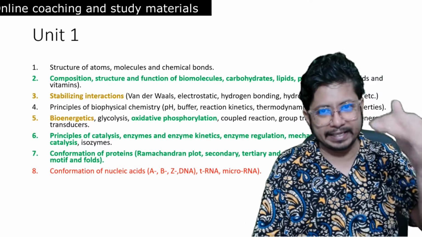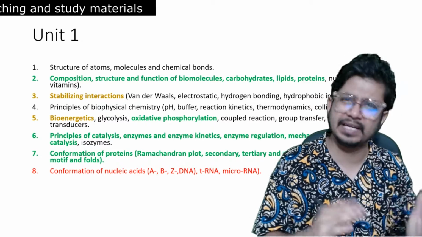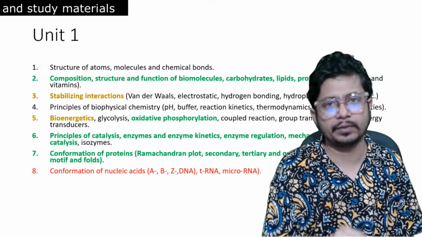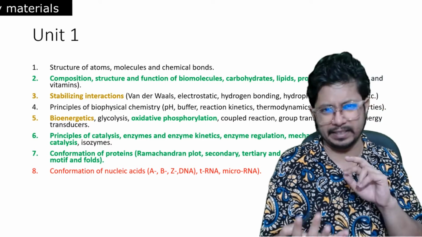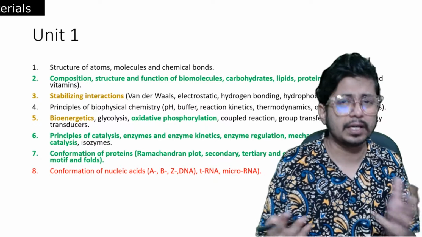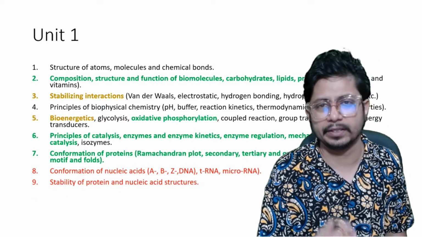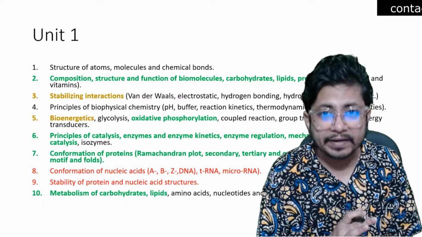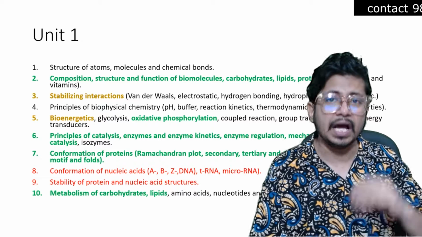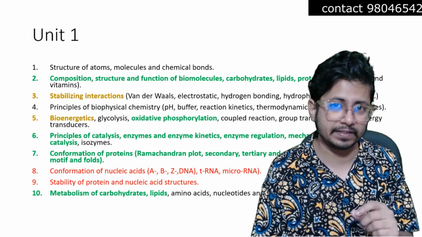So we have green, the most important, yellow, the moderately important, and red, the least important. But still we will have questions from all these topics approximately every single year. Sometimes they ask a question, sometimes they may not, but these are the important topics. Stability of proteins and nucleic acid structures are also equally important. And lastly, the metabolism of carbohydrates and the metabolism of lipids are very important topics from unit 1 of the CSIR Net Life Science syllabus.